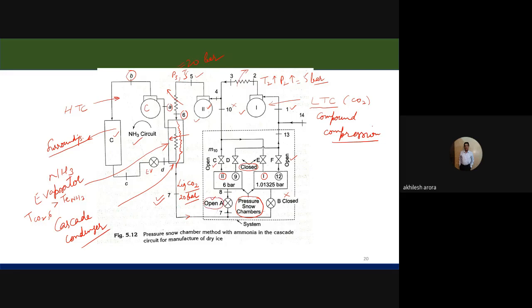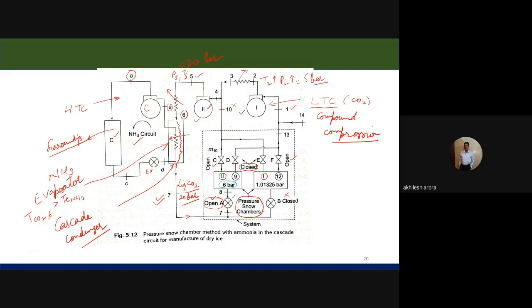This is the expansion valve actually. So what happens? Here the pressure, I have assumed it to be 20 bar. The expansion takes place in this particular valve A, and here in snow chamber number 2, the liquid CO2 is produced at a pressure of 6 bar.